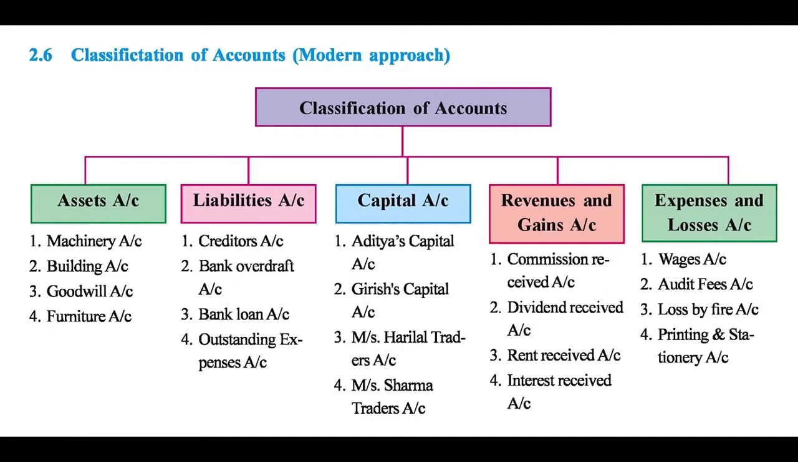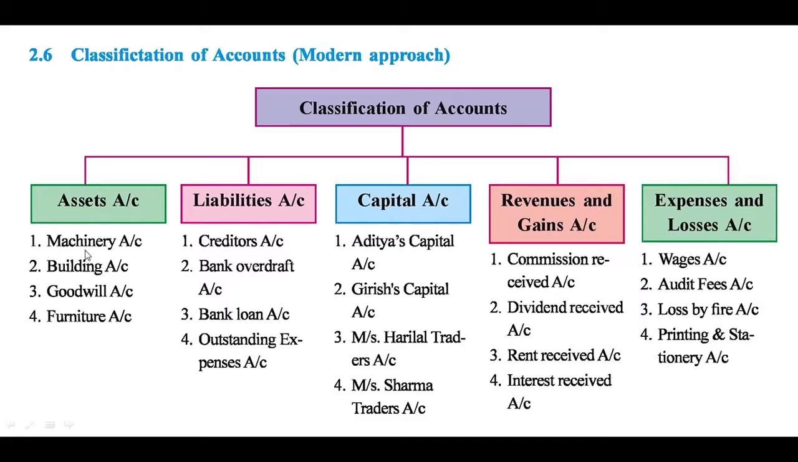Students, today we are going to learn classification of accounts as per the modern approach. Accounts are divided into 5 types. First one is the asset account. Assets are the possessions of the business. Assets are the things owned by the businessman. So here the examples are given.